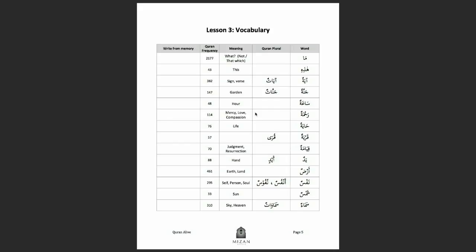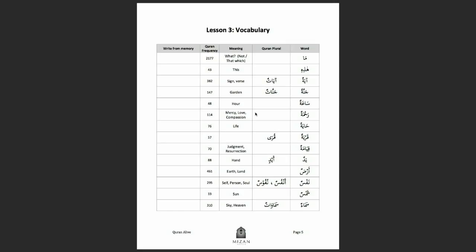Ayatun is a sign or a verse. The plural is what? Ayatun. All say together. The single is short ayatun. The plural is ayatun. Ayatun means many verses, many signs. Next one. Jannatun is a garden. What do you call many gardens? What's on your sheet? Jannatun. All together? Jannatun.